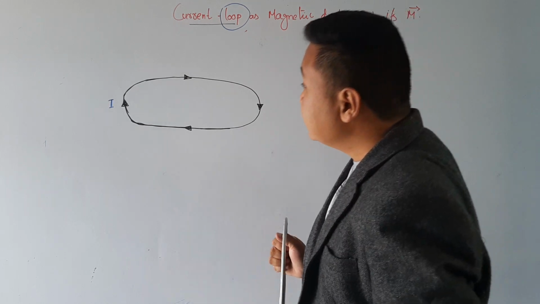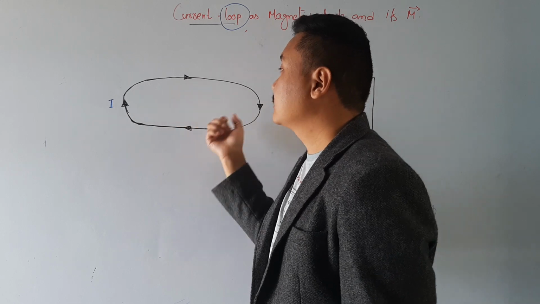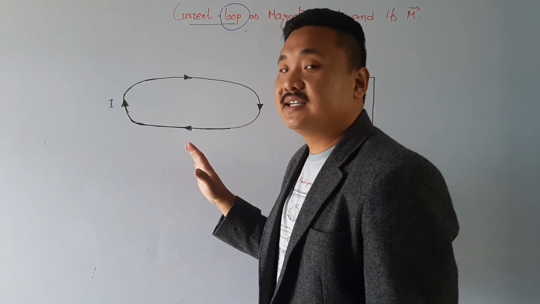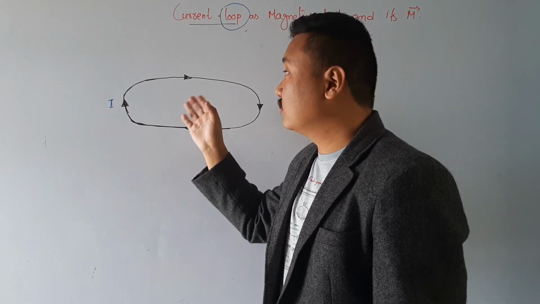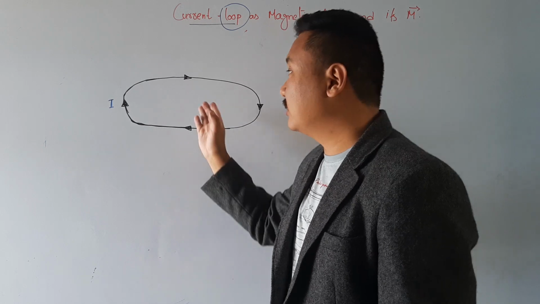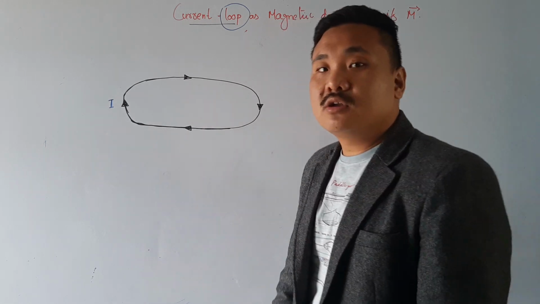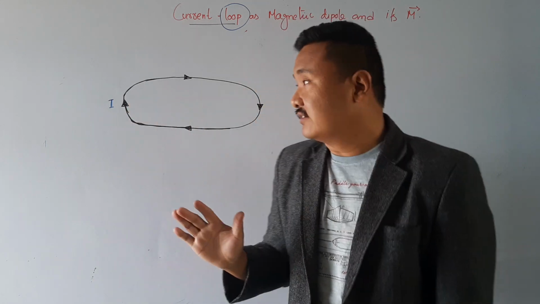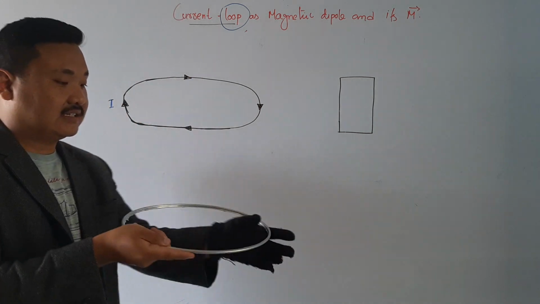So let us first find the magnetic field produced by this current carrying circular loop. Not quantitatively using the Biot-Savart law, only qualitatively. We have already done this in chapter 4 also. So which rule do we use? We use the right hand thumb rule. So this is the direction of current, like this.